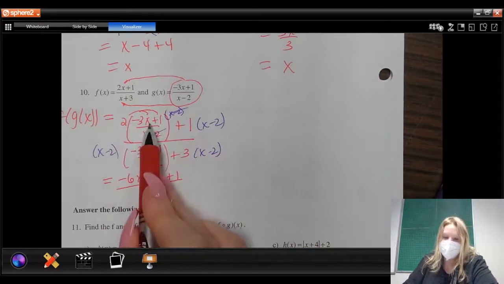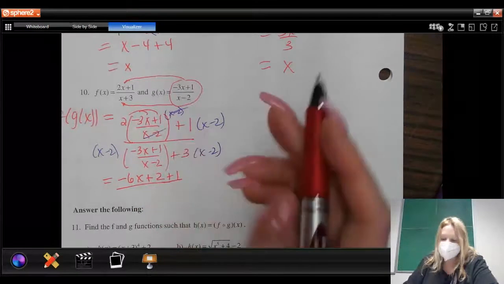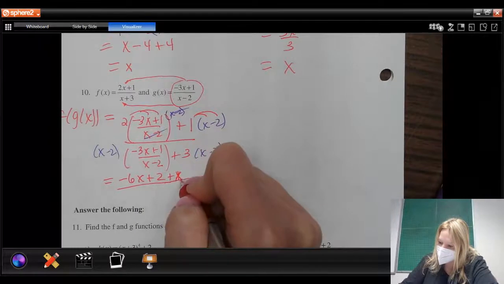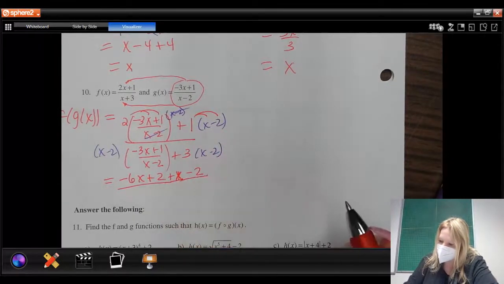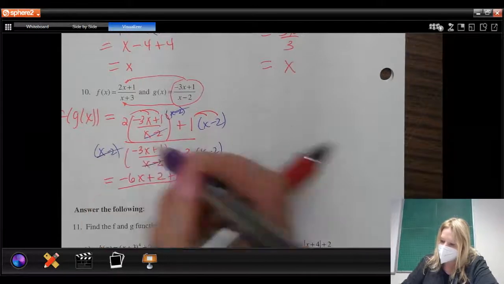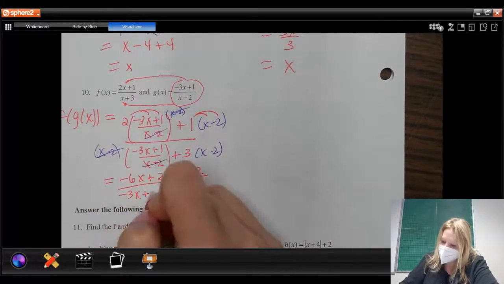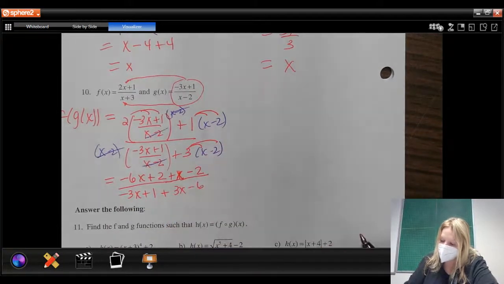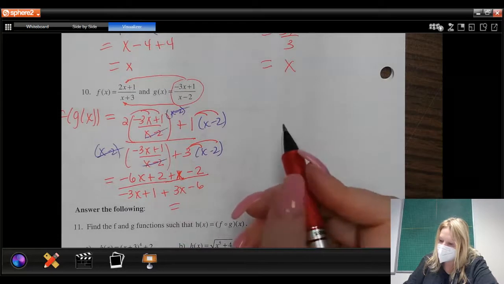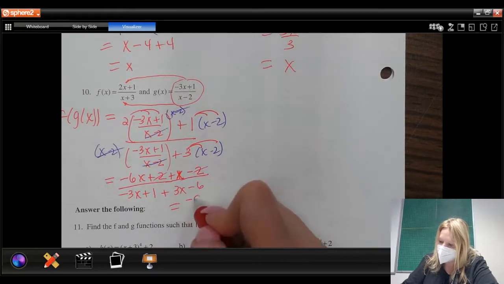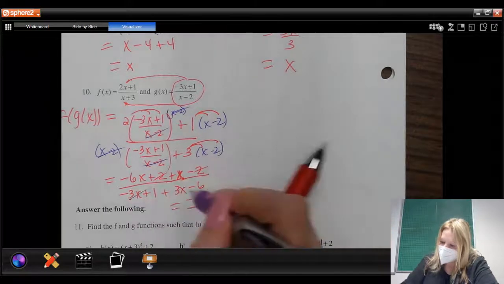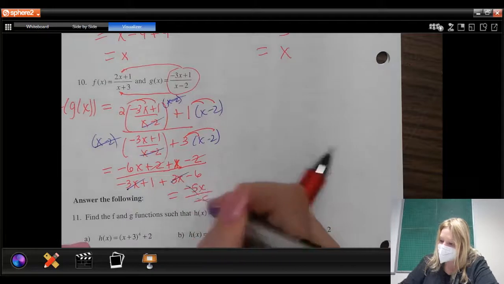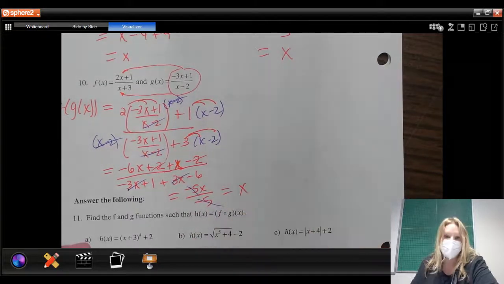Oops, so this times this, we distribute. Then it's plus, oh, what am I doing? Plus, we got to distribute here, 1x minus 2. Here, those cancel, negative 3x plus 1, plus here I distribute 3x minus 6. So let's see. Those cancel. I get negative 5x on the top. These cancel. I get negative 5 on the bottom. The negative 5's cancel, and I'm just left with x.